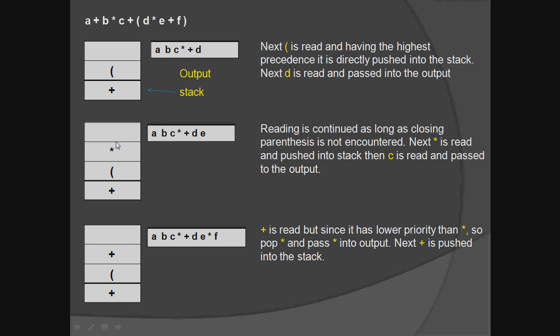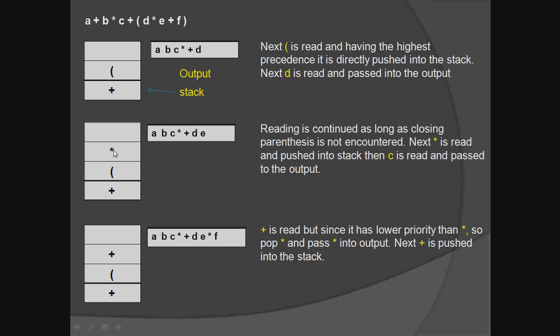So because of that, the asterisk symbol will be pushed into the stack. Now this multiplication symbol is not popped out. Why? Because the bracket has the highest precedence. So next is read and pushed into the stack, and then C is read and passed to the output. Clear?